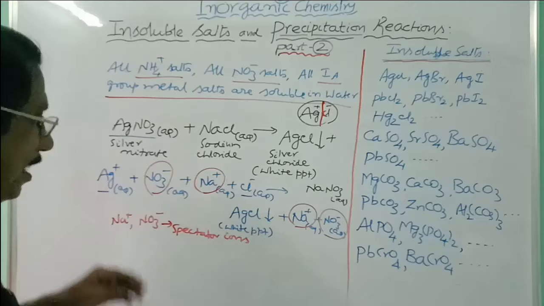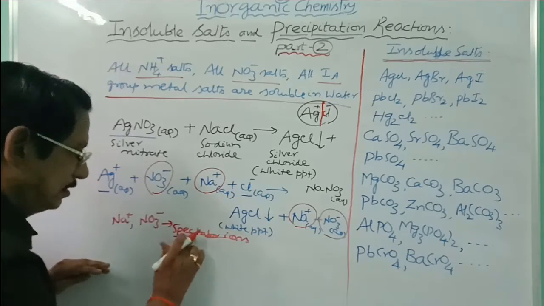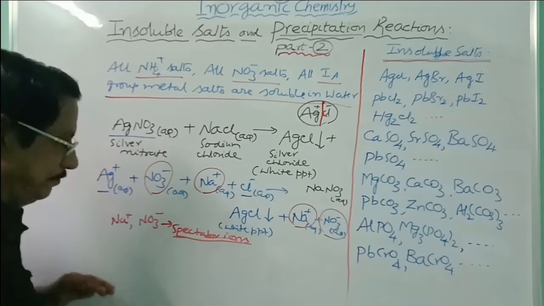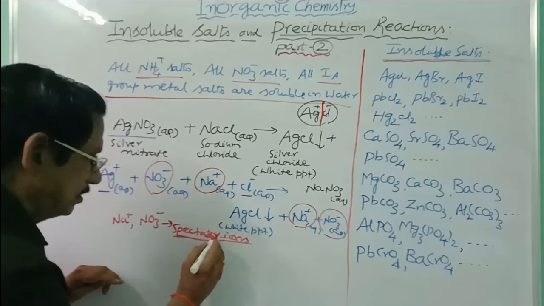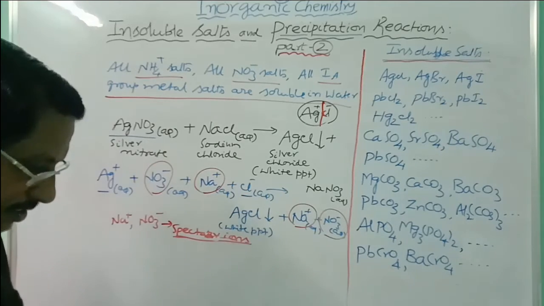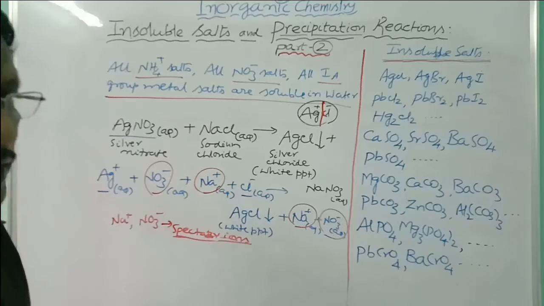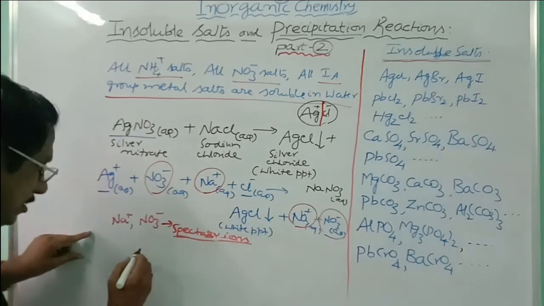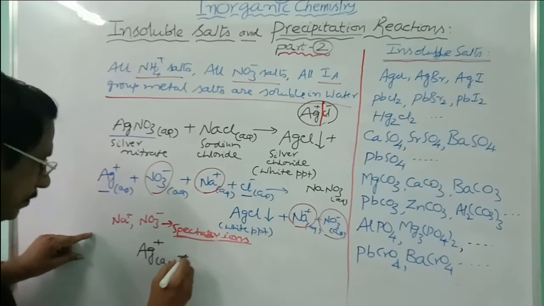And here, as they are not participating in the reaction, spectator ions need not be written in the main ionic equation. Spectator ions need not be written. So here, once again, if you rewrite this equation, what do you call the main ionic equation? Here, Ag plus aqua, this cancels.